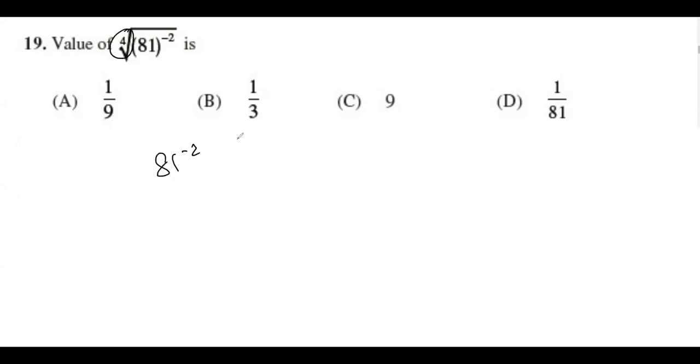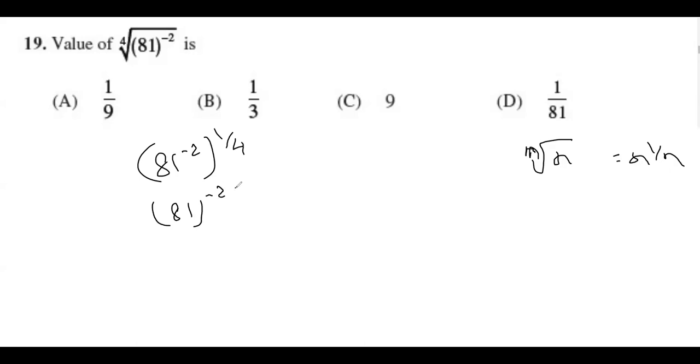And this fourth root, as I told you, in exponential form, say this is n over here, can be written as x raised to the power 1 over n. So if you do so, I'll be writing this as the fourth power. On removing the fourth root, we'll write this as 1 over 4. Now on simplifying it, we are getting minus 2 over 4. So this is 81 raised to the power, on reducing this by 2, we'll get minus 1 over 2.